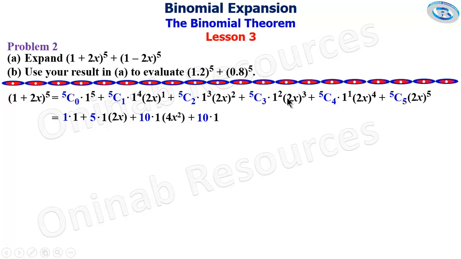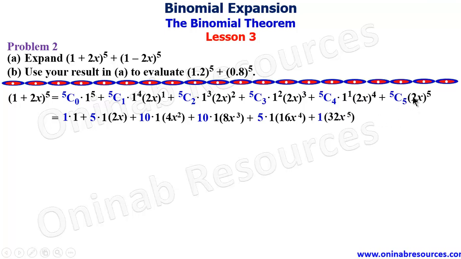2x raised to power 3 gives 8x raised to power 3. So we have 8x raised to power 3 there. Then plus 5 combination 4 gives 5 times 1. Then this will give us 16x raised to power 4, since 2 raised to power 4 gives 16, then x raised to power 4. Then plus 1 into 32x raised to power 5, since 2 raised to power 5 is 32.